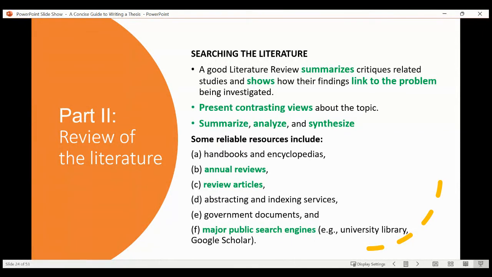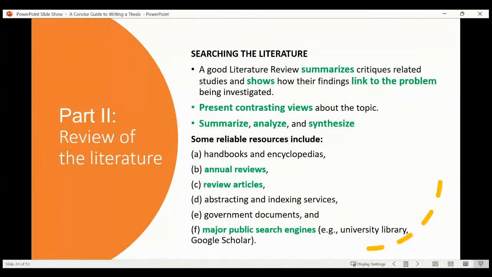A good literature review summarizes critiques related to your study and shows the link between the literature and your study. Don't forget to present contrasting views about the topic. A literature review is not like summarizing each study in a separate paragraph. No, this is not the literature review. This is a summary. In a literature review, you need to summarize, analyze, and synthesize.